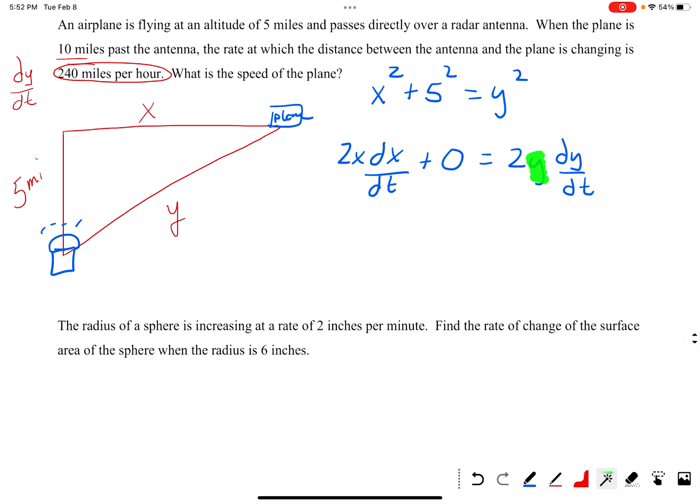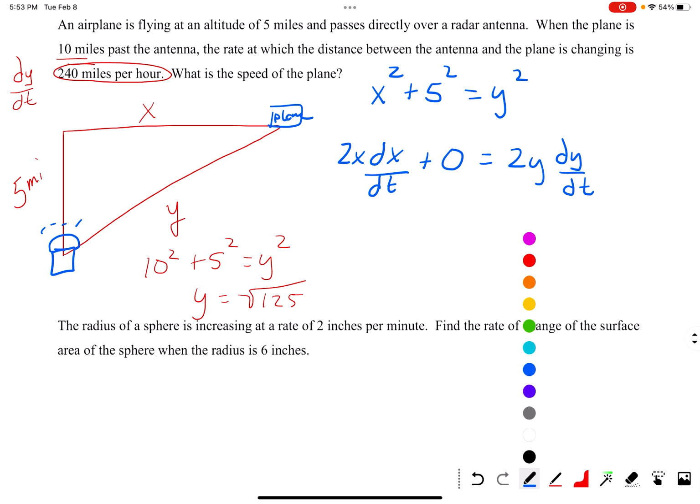The y value, unfortunately, I don't have, and that's going to be a problem. So we're going to have to calculate that using the Pythagorean theorem. And then dy/dt we have as 240, which we always had, okay? All right, so let's go after the value of y because I do need to plug it into the right side of the equation. Because it's at 10, we know the distance of x. So we're going to do 10 squared plus 5 squared equals y squared. So y is equal to the square root of 125. All right, so it looks like I pretty much have what I need.